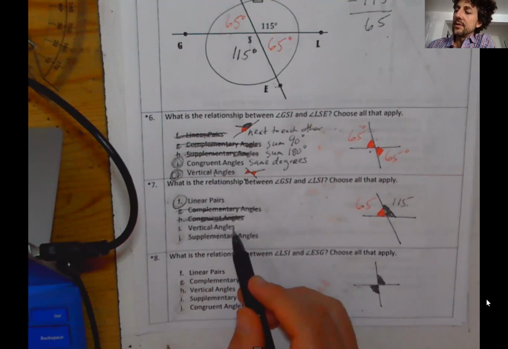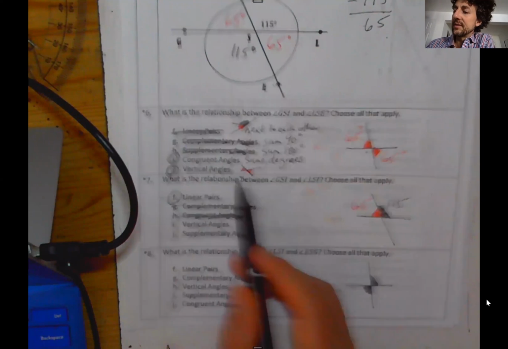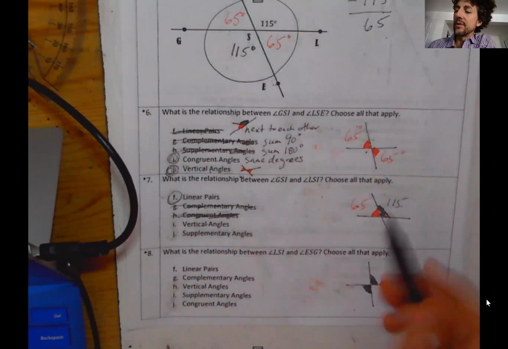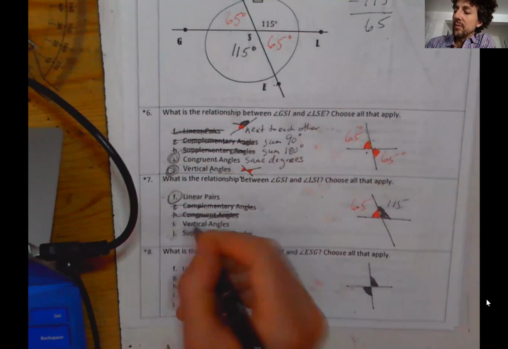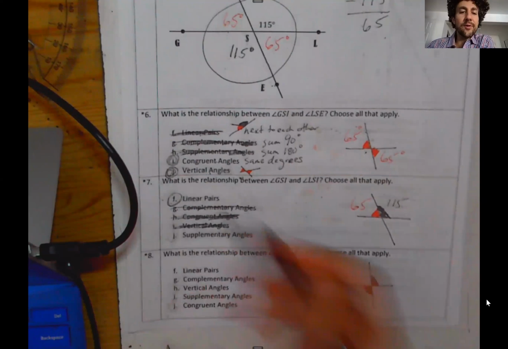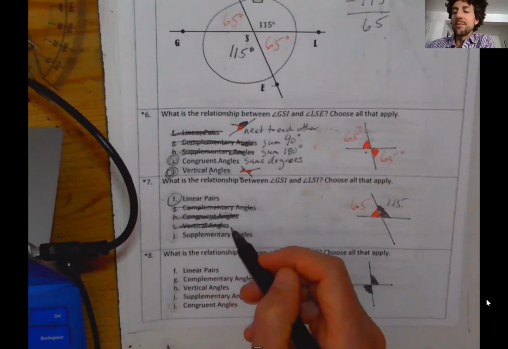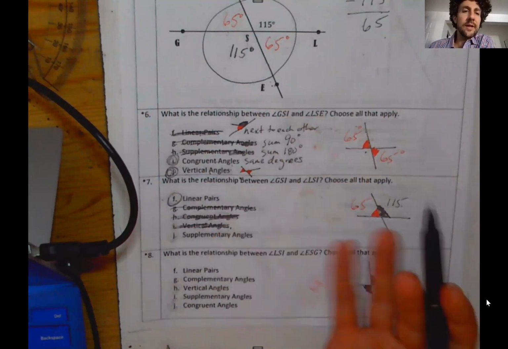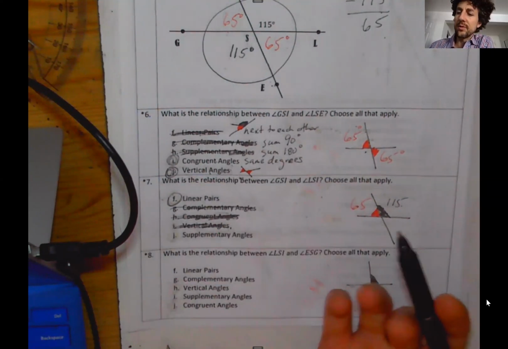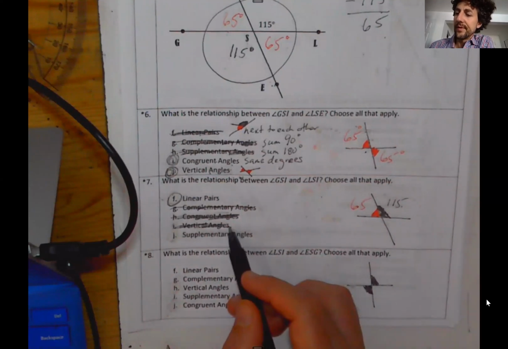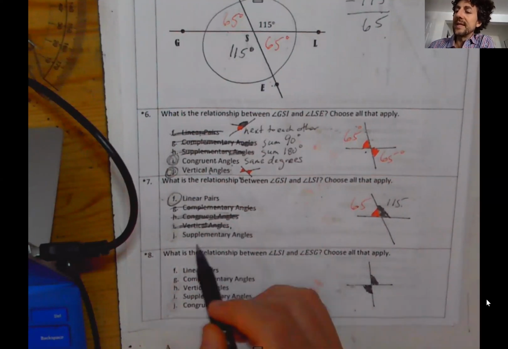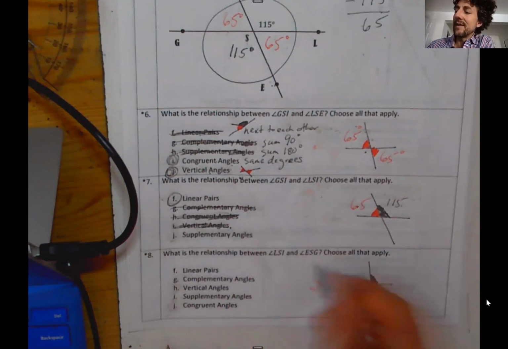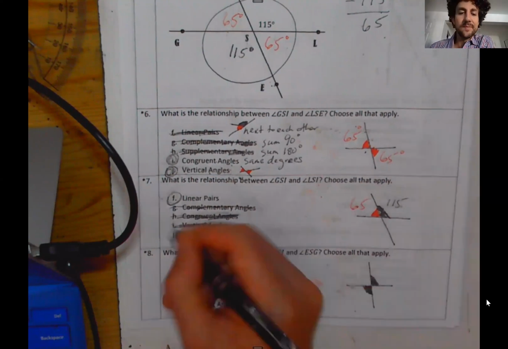Are they vertical angles? Do they have this kind of opposite position or this kind of opposite position? No, because they're next to each other. So you see, when you have linear pairs, they are not vertical. Just like in the last one, you had vertical but not linear pairs. You can only be one or the other, either vertical or linear pairs. So these are not vertical. Are they supplementary angles? Do they have a sum equal to 180? Yes, 65 plus 115 is 180.